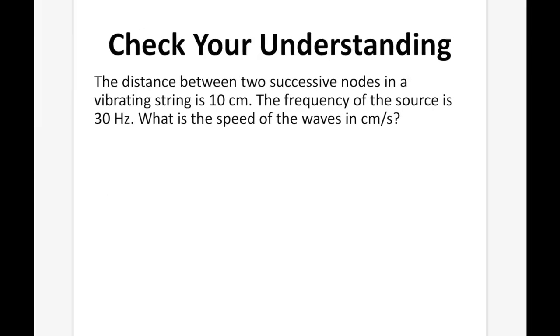Check your understanding. The distance between 2 successive nodes in a vibrating string is 10 centimeters. The frequency of the source is 30 Hz. What is the speed of the wave in centimeters per second?